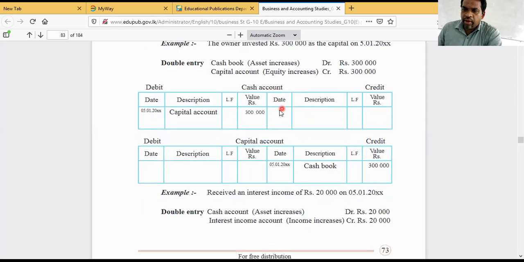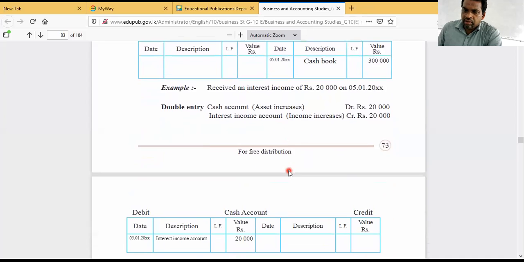Then in cash account, you have debited, say in capital 300,000. In capital account, you have credited, say in cash book or cash account 300,000. We can take another example.